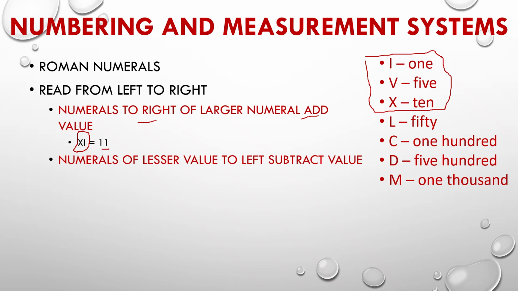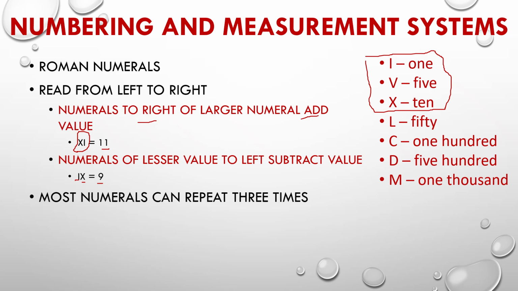Numbers of a lesser value to the left, we're going to subtract them. So now if we switch that, our larger number here, still X is 10, but now I is to the left of it. So we're going to subtract that number. That's going to give us 9. Those letters are the same, but the order matters. We look at our largest letter, in this case X being 10. Our lower one is I, which is 1. If it's on the right side, we add it to give us 11. If it's on the left, we subtract it to give us 9.